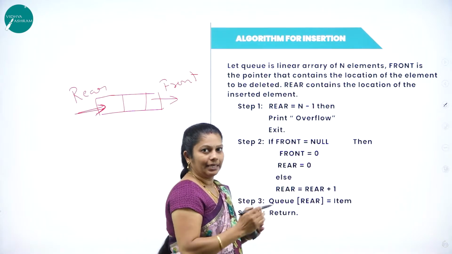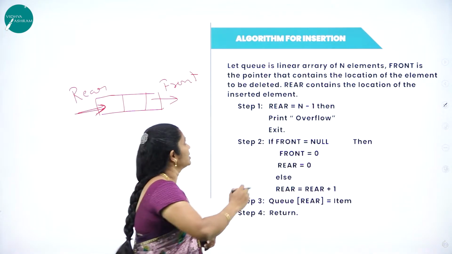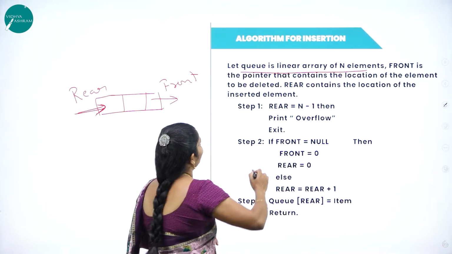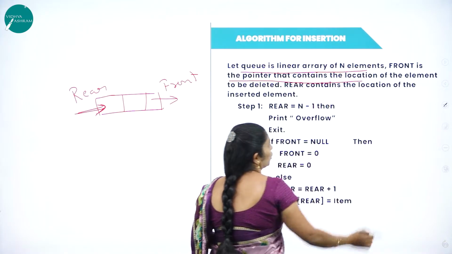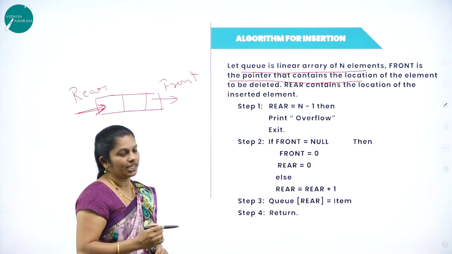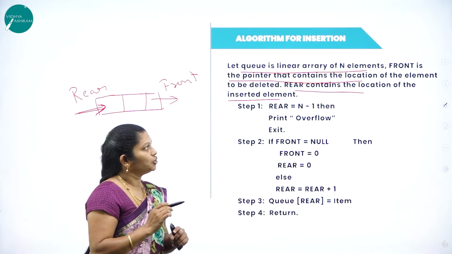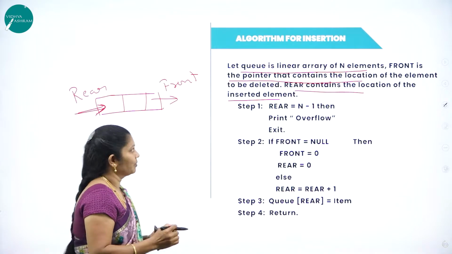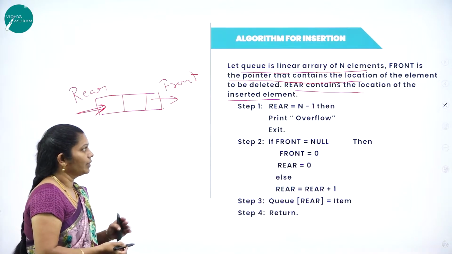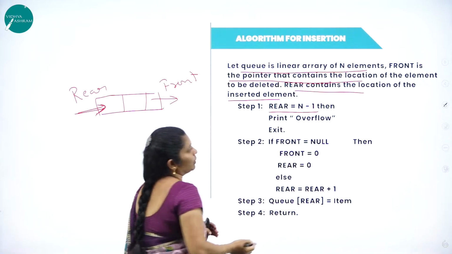Before writing the algorithm, first you have to mention which variables we are using. Let Q be a linear array of n elements, and front is the pointer that contains the location of the element to be deleted. The place where we are removing is called front. And rear contains the location of the element to be inserted. It means rear contains the recent element, the place where we are inserting. In the algorithm, first step: if rear equals n minus 1.